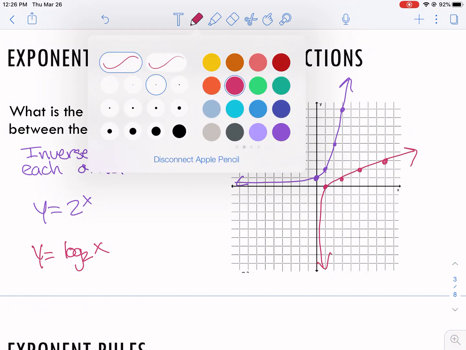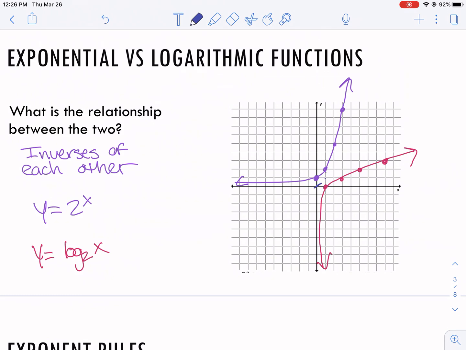So why I know they're inverses is if I were to graph the line y equals x, which is what I'm doing here in this bluish color, this here shows that they're inverses, right? Meaning that the coordinates here are 0, 1, and then the coordinates here are 1, 0. So that just shows that they're inverses, and just knowing this fact helps us remember with the exponent and log rules that they're just reversed of each other, okay?